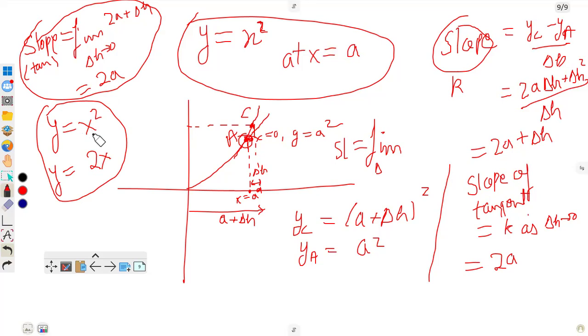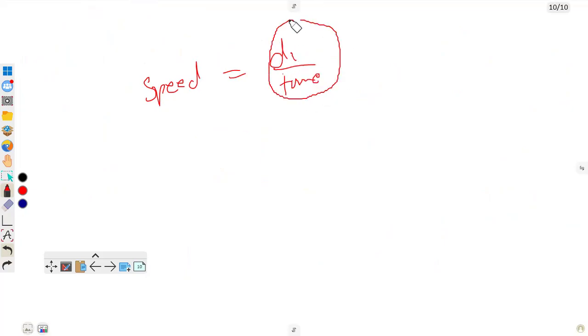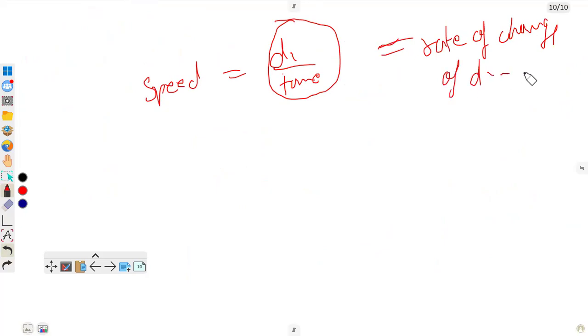there's one thing I want to talk about. We were able to find out the speed. It was distance upon time. What we did was we divided distance over time, and so it is basically rate of change, right? This is equal to the rate of change of distance with time.